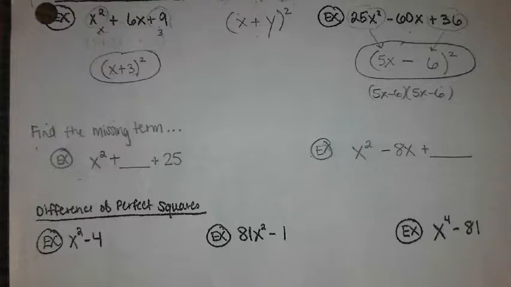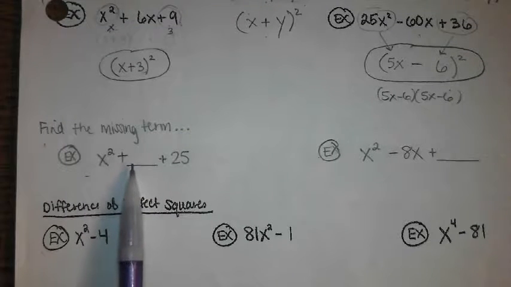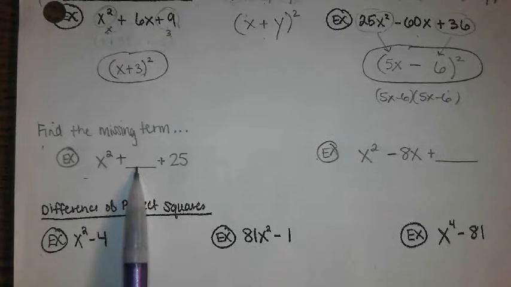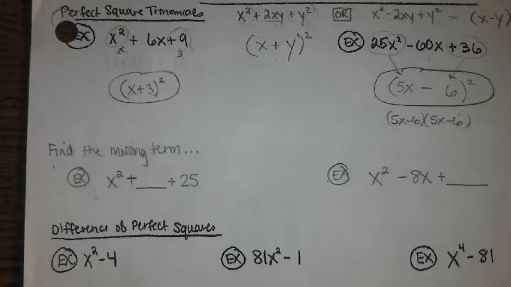Raise your hand if you... take a minute to think about it and tell me what that middle term would have to be. That was quick for you three. I'm impressed. I think more of you can get it. Let's take a little more time. What would that middle term have to be in order to be a perfect square trinomial?